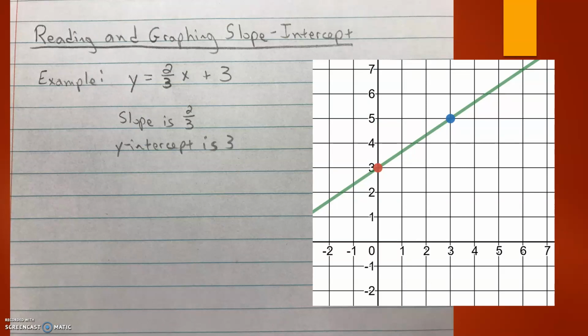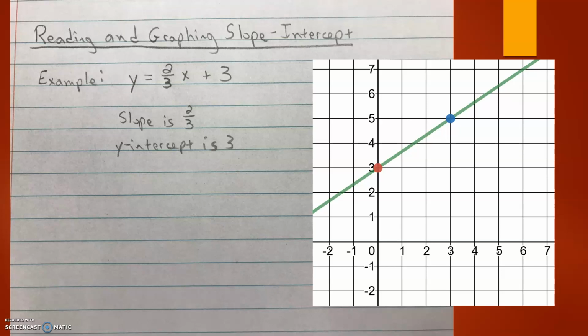So we want to talk about reading and graphing slope-intercept form. Here's a very simple example: y equals 2/3 x plus 3. This is already in slope-intercept form, so we can understand that m, the slope, is 2/3, and the y-intercept is 3. So what does this mean? Over on the right, I have a graph. The y-intercept of 3 is probably the first thing that would help you graph. So we go to the y-axis and put a point at 3.